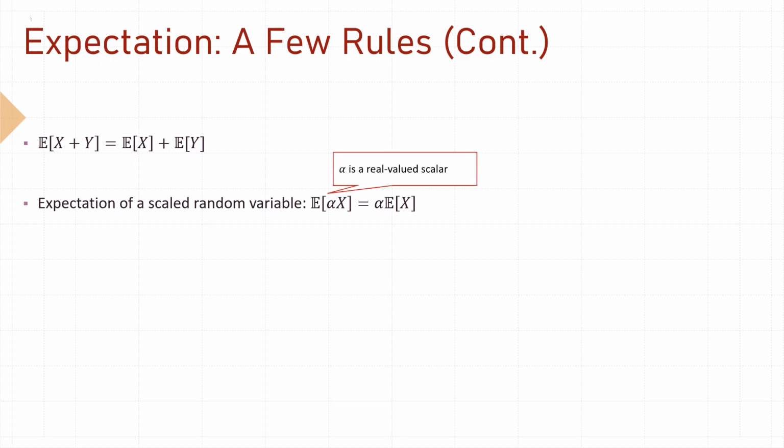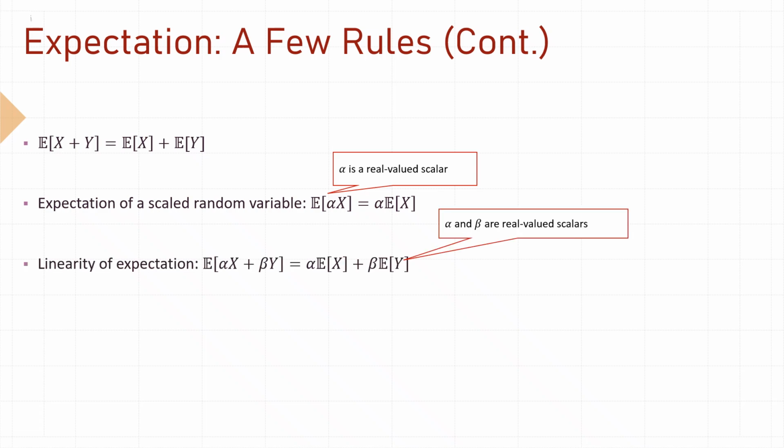If we have weighted random variables, such as alpha x, then the expectation of alpha times x is the same as alpha times the expectation of x. The two principles above combined can handle sums of weighted random variables. The expectation of alpha x plus beta y, where alpha and beta are constants, is given by alpha times the expectation of x plus beta times the expectation of y.